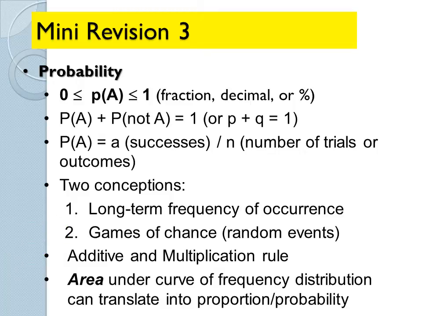Lastly, the area under the curve of a frequency distribution can translate into the proportion or the probability. So in other words, if you had to take a table and calculate the probability for each event happening, so the probability of, out of 10 tosses of a coin, getting 1 head, 2 heads, 3 heads, 4 heads, and so forth, and you calculate it from the fewest numbers of heads to the highest number of heads, and then you plot it on a distribution, the area under the curve is equal to the probability.